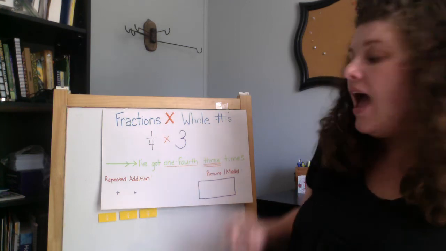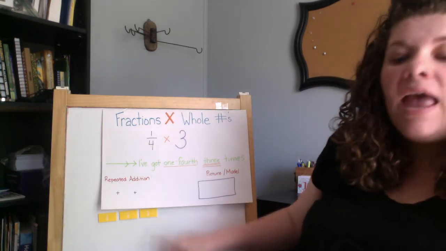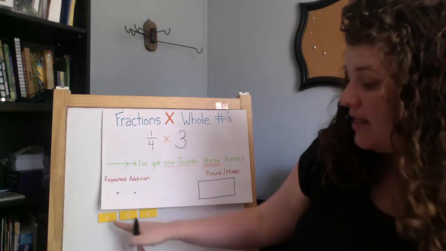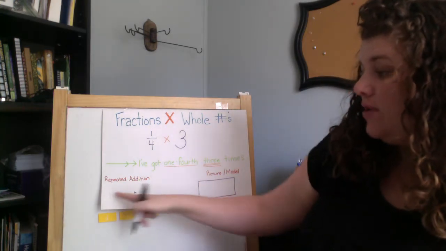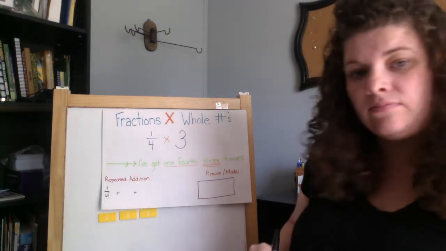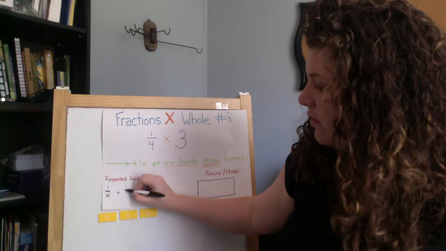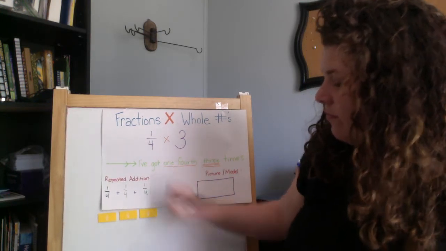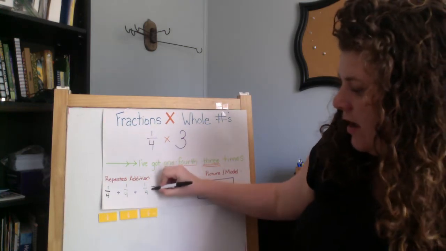I could take this model and I could write it as a repeated addition sentence. So I'm just going to take the numbers off of my tiles and put them into an equation. So I would have 1/4 plus 1/4 plus 1/4. Okay? And I would add those together.